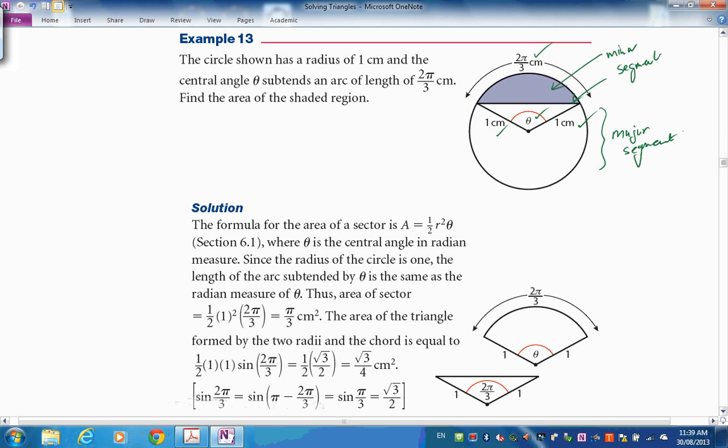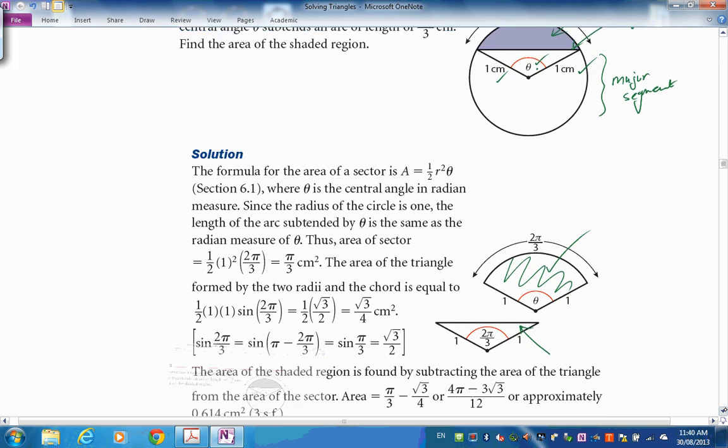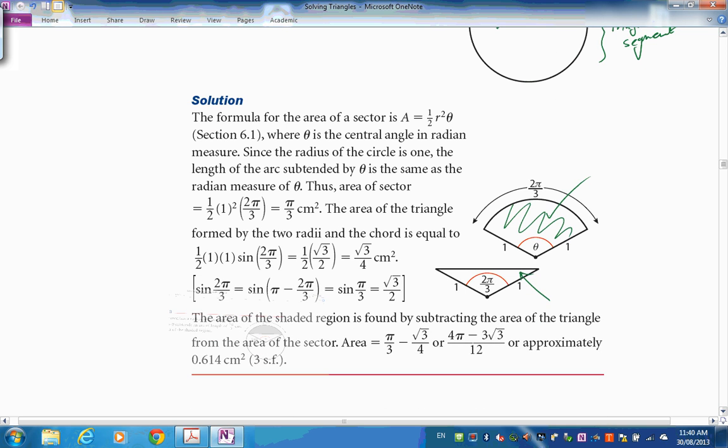All right, so let's do it. How are we going to do it? We're going to do it by difference. We get the area of the sector and take away the area of the triangle, and we'll get the shaded area. The area of the sector is half r squared theta, or in the formula book, half theta r squared, and theta is in radians.